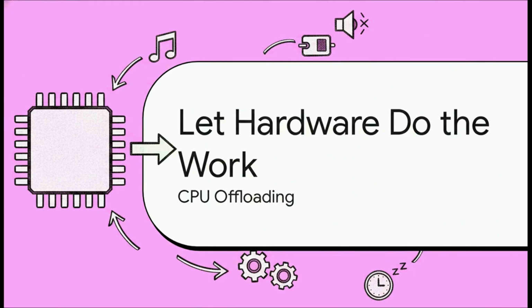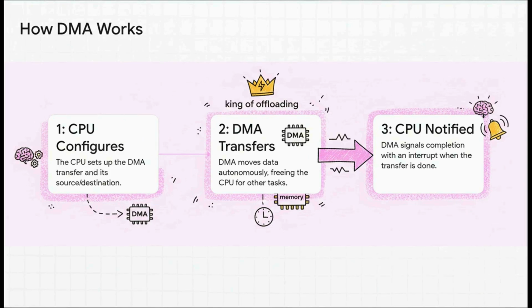Which leads me to my absolute favorite topic, getting the hardware to do the work for you. You see, the CPU is great, but it's a generalist. STM32s are jam-packed with specialized hardware designed to do very specific things way more efficiently than the CPU ever could. Our goal is to offload as much work as possible so the CPU can just chill out, or better yet, go to sleep. And the king of offloading is DMA, or Direct Memory Access.